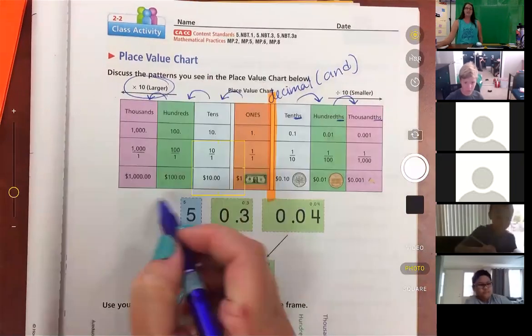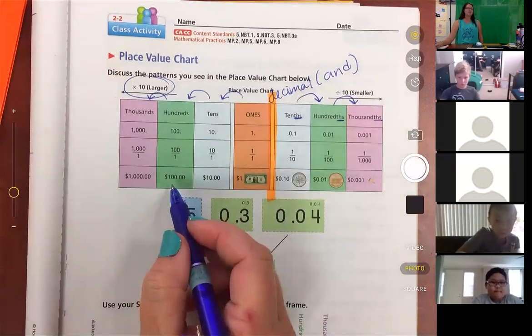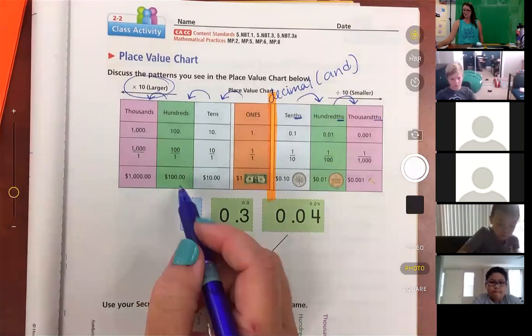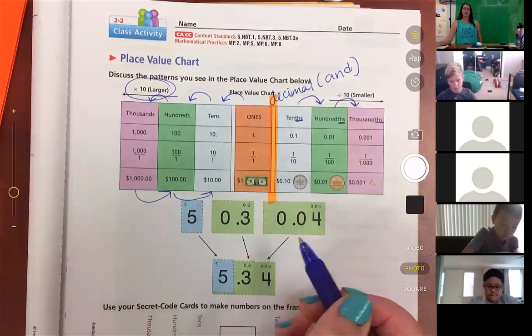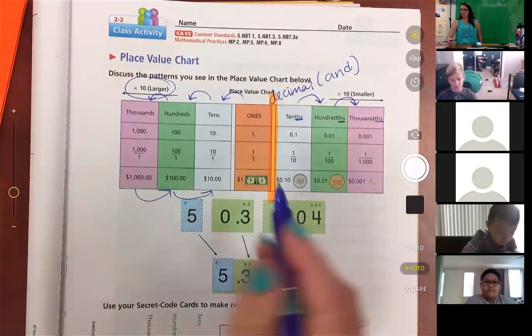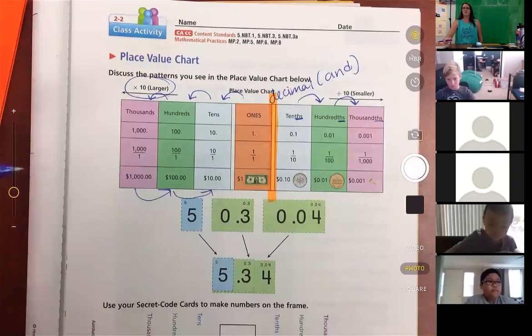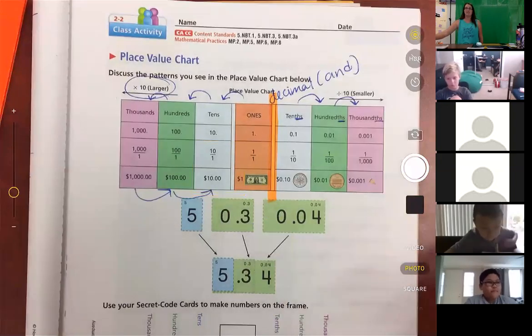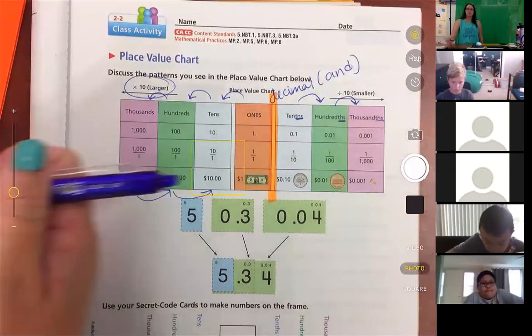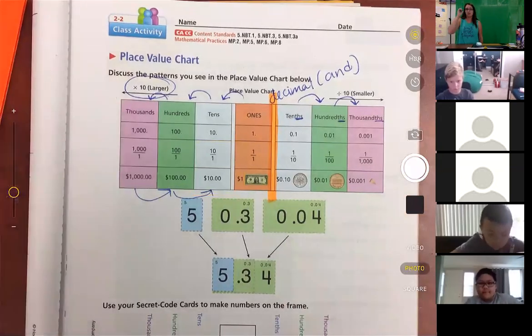1,000 is 10 times smaller than 100. I'm sorry, 100 is 10 times smaller than 1,000. 10 is 10 times smaller than 100. Okay? So if you're moving to the right across this chart, you're dividing by 10. You're getting 10 times smaller. If you're moving to the left on this chart, you're getting 10 times larger, or you're multiplying by 10.